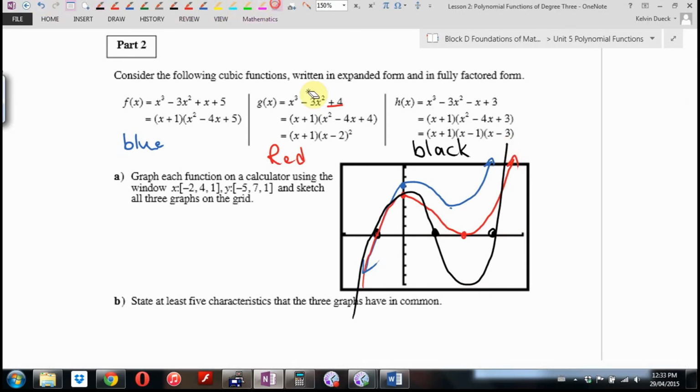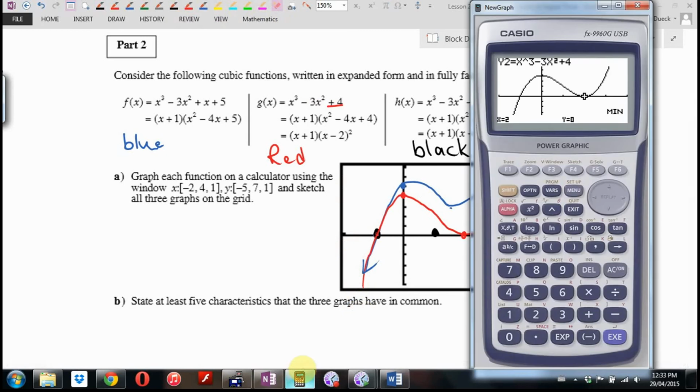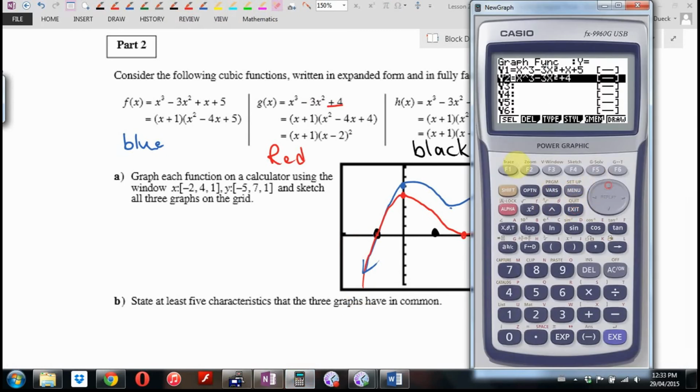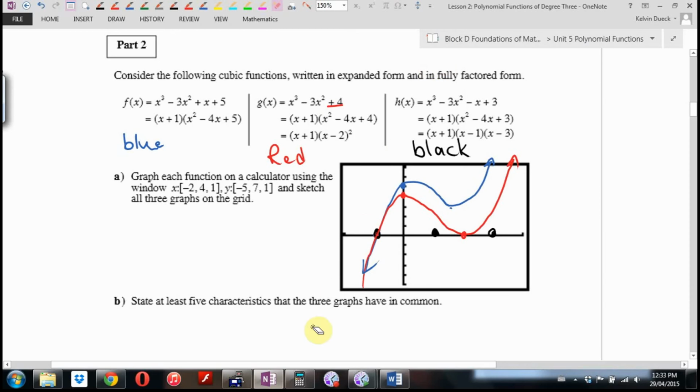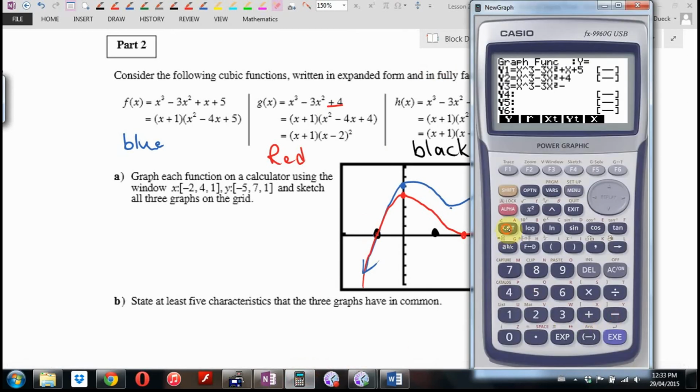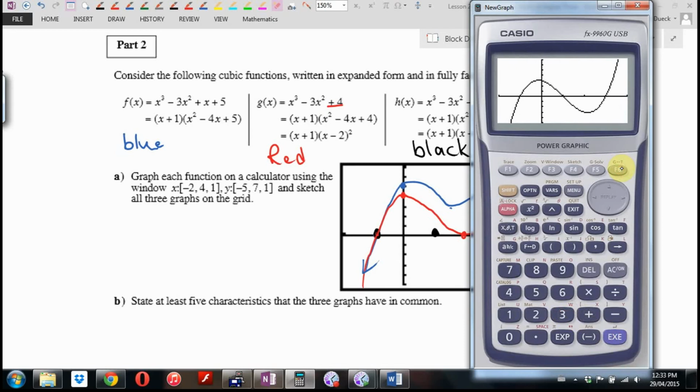I'm going to delete mine so I can be more accurate. Exit, you know what? I'll toggle this one off. Deselect. X cubed minus 3x squared minus x plus 3. Draw. Oh, hey, I was right. That's exactly the shape I predicted.